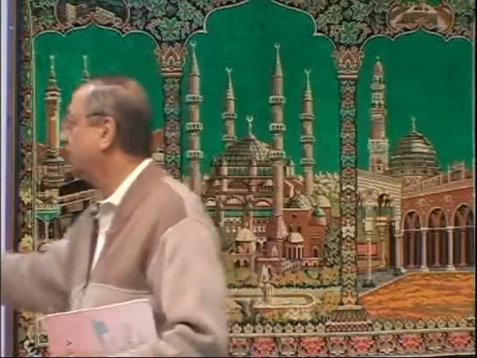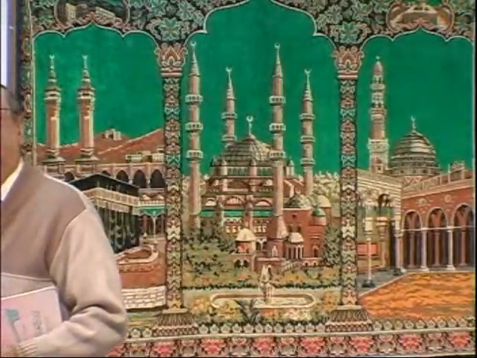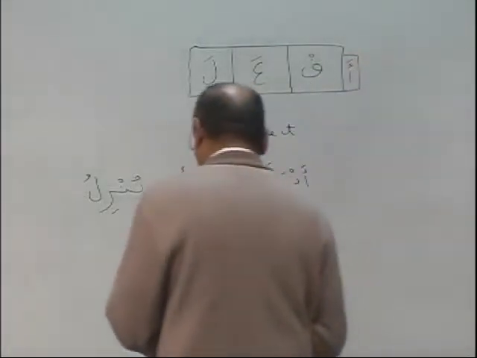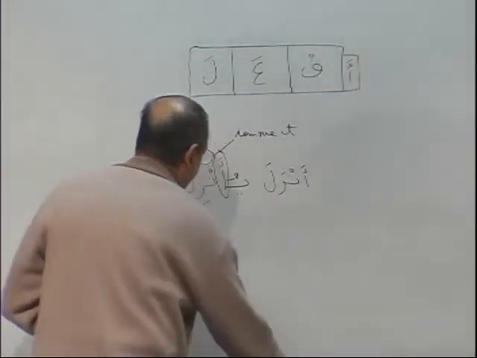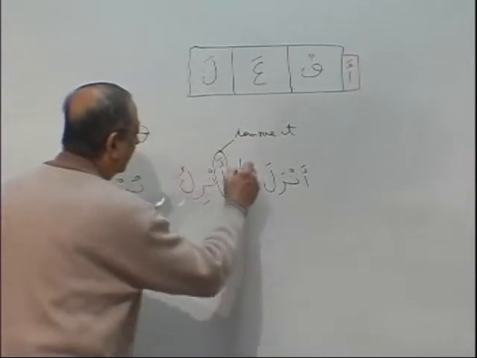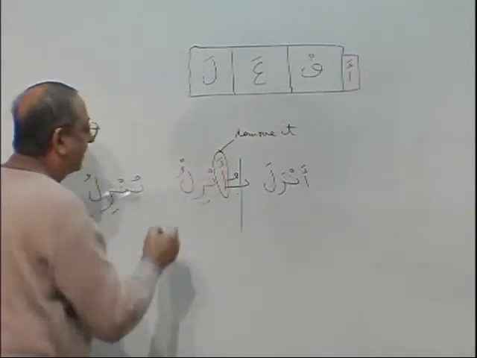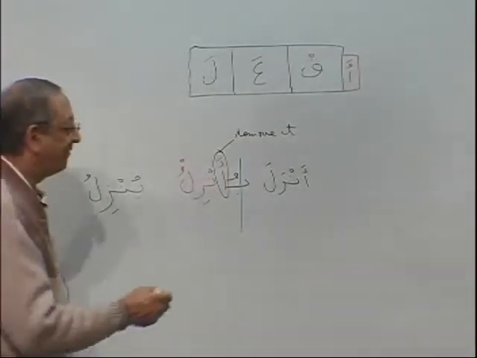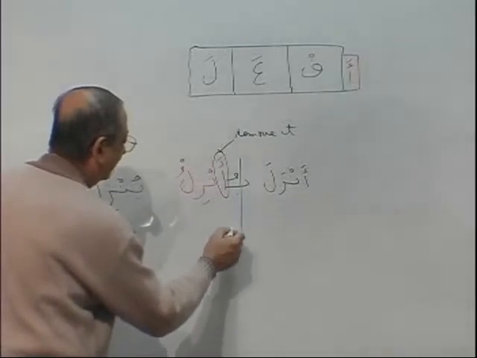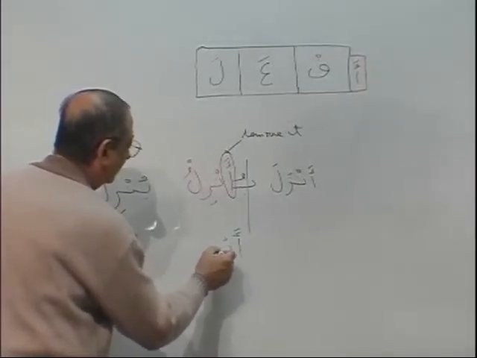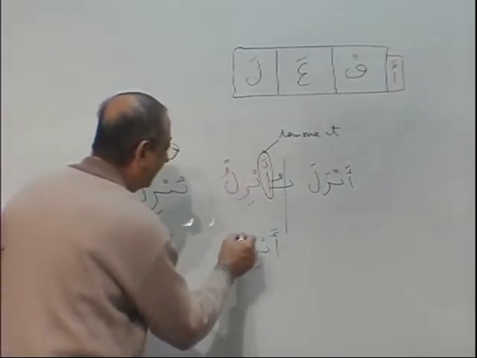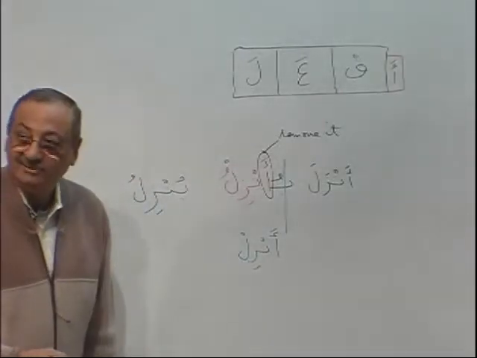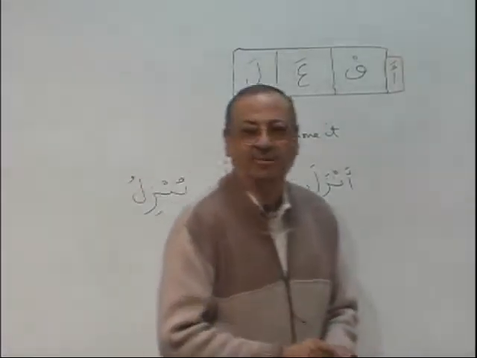So how will you form the Amar? You will just drop the Mudariya. Are you with me? You will drop the Mudariya, and what will happen now, brothers and sisters? You drop this, and you give a sukoon here. So what is left now is Anzil. Anzil. Very simple, brother.